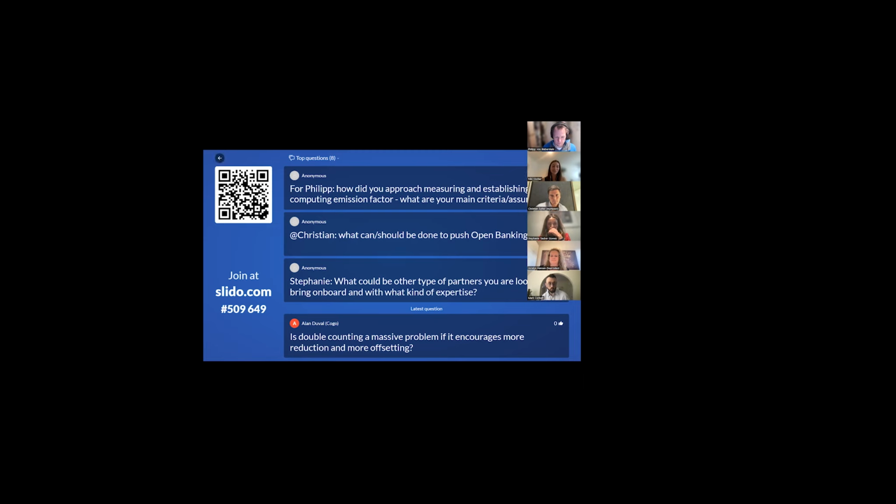The next question is for Philip. How did you approach measuring and establishing a cloud computing emission factor? What are your main criteria and/or assumptions?